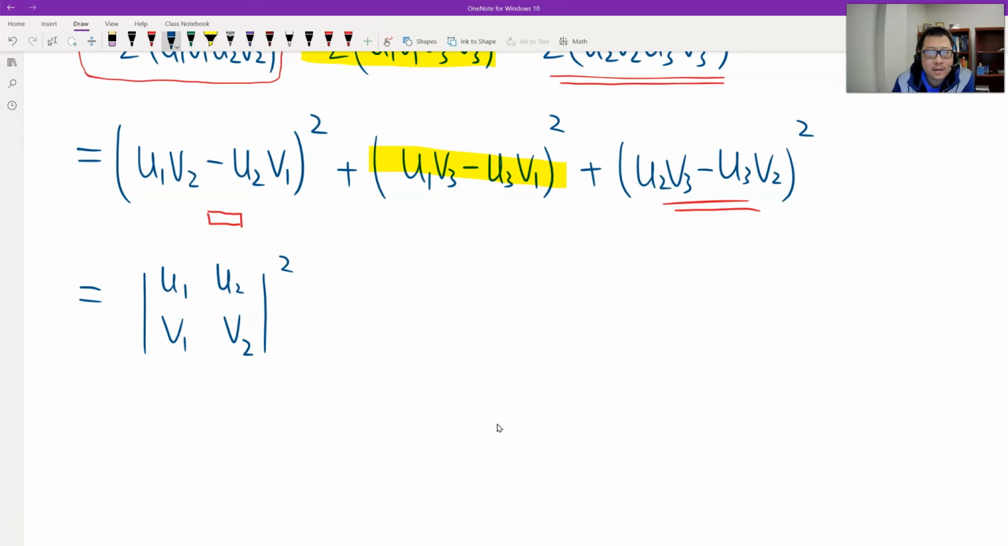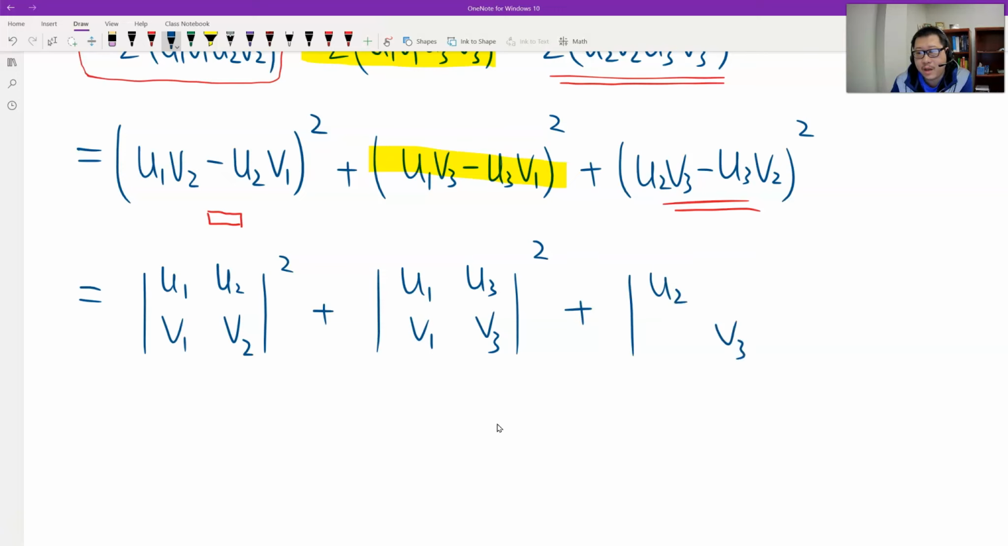And then the second, for the second, u1, u3. Okay, so we can do this. The second, which is u1, v3, and u3, and v1. Right? Okay, so the last is the same. So u2. Let me put u2 here, and the v3 here. So u3 here, and the v3, v2 up there.